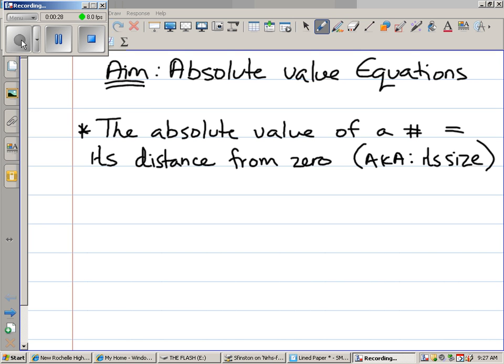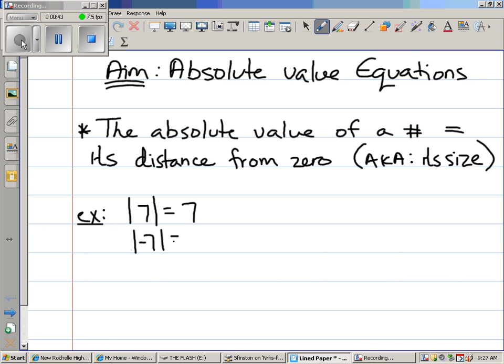Let's do an example. My favorite number of all time, 7. What's the absolute value of 7? Jeff? 7. And Jeff, what's the absolute value of negative 7? 7. Because both these numbers are a distance of 7 units away from 0.